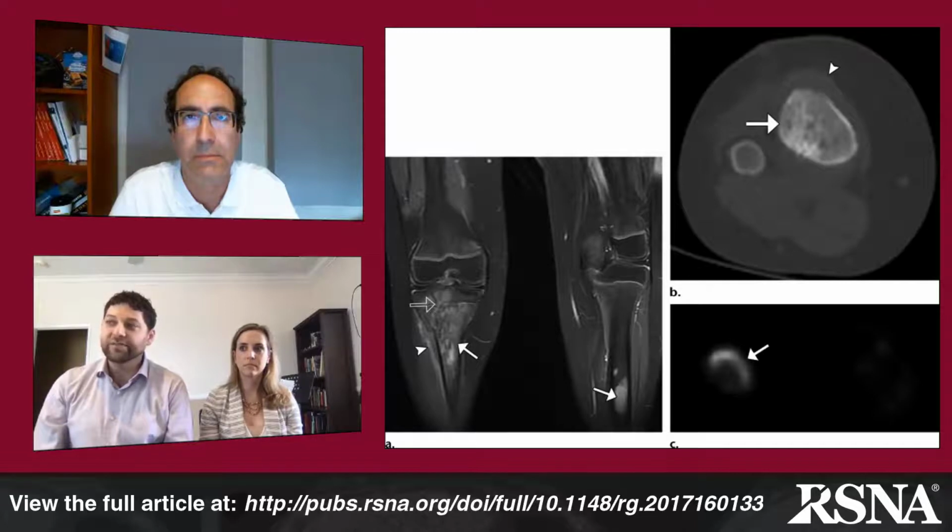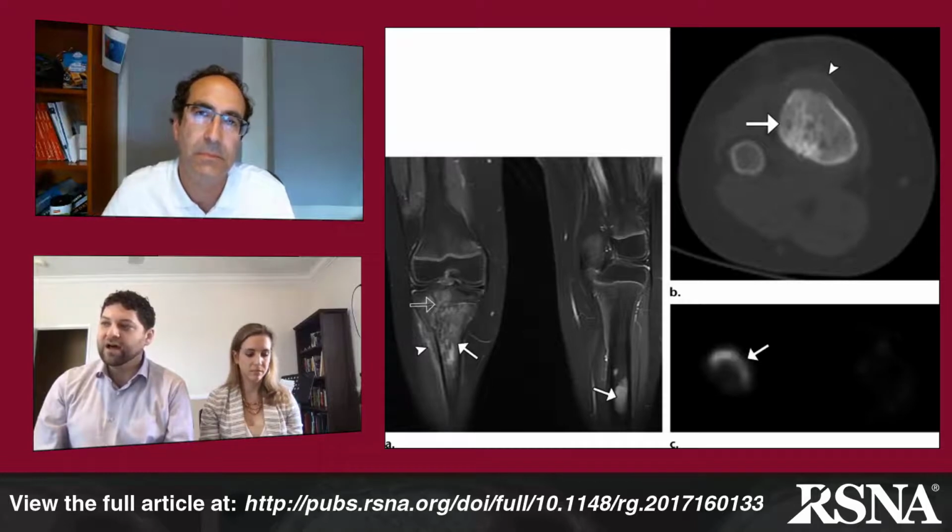The CT image demonstrates patchy sclerosis within the proximal right tibia, and also shows that anterior soft tissue component. And the image from the PET scan shows increased tracer activity within the pretibial soft tissue mass.